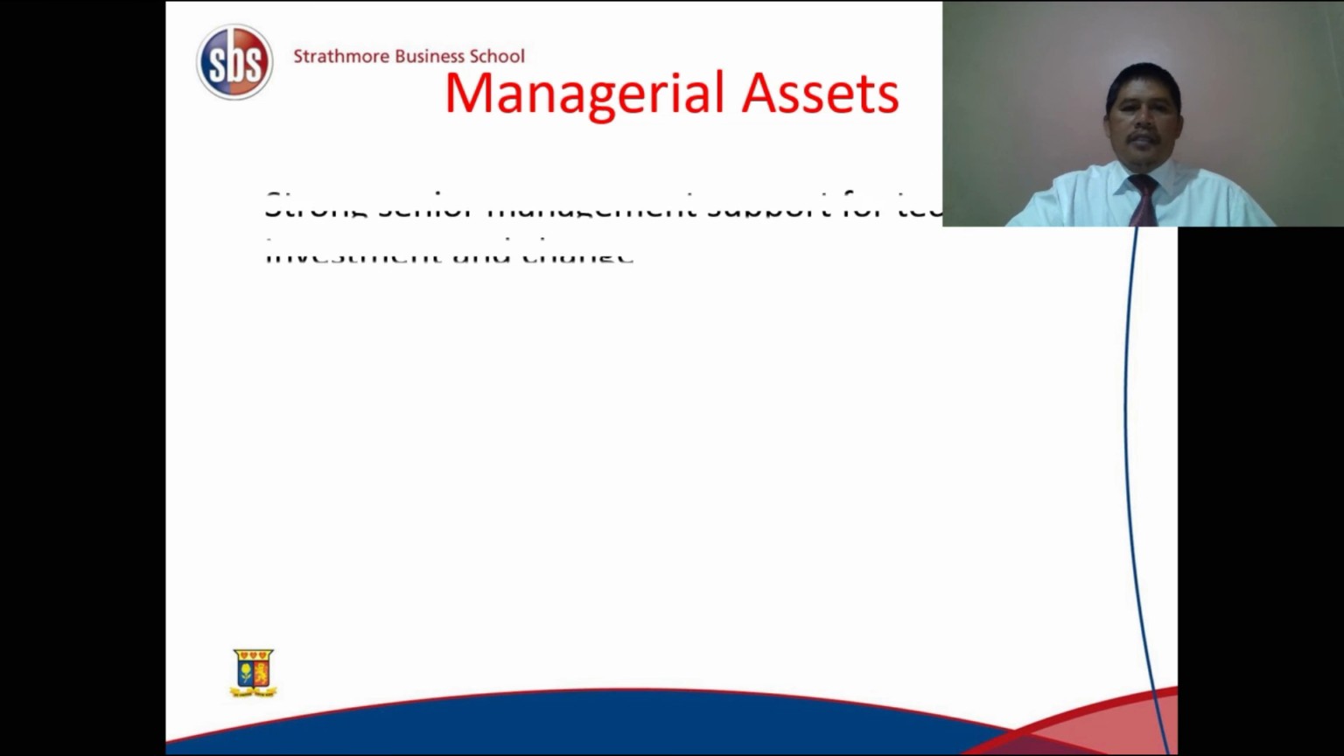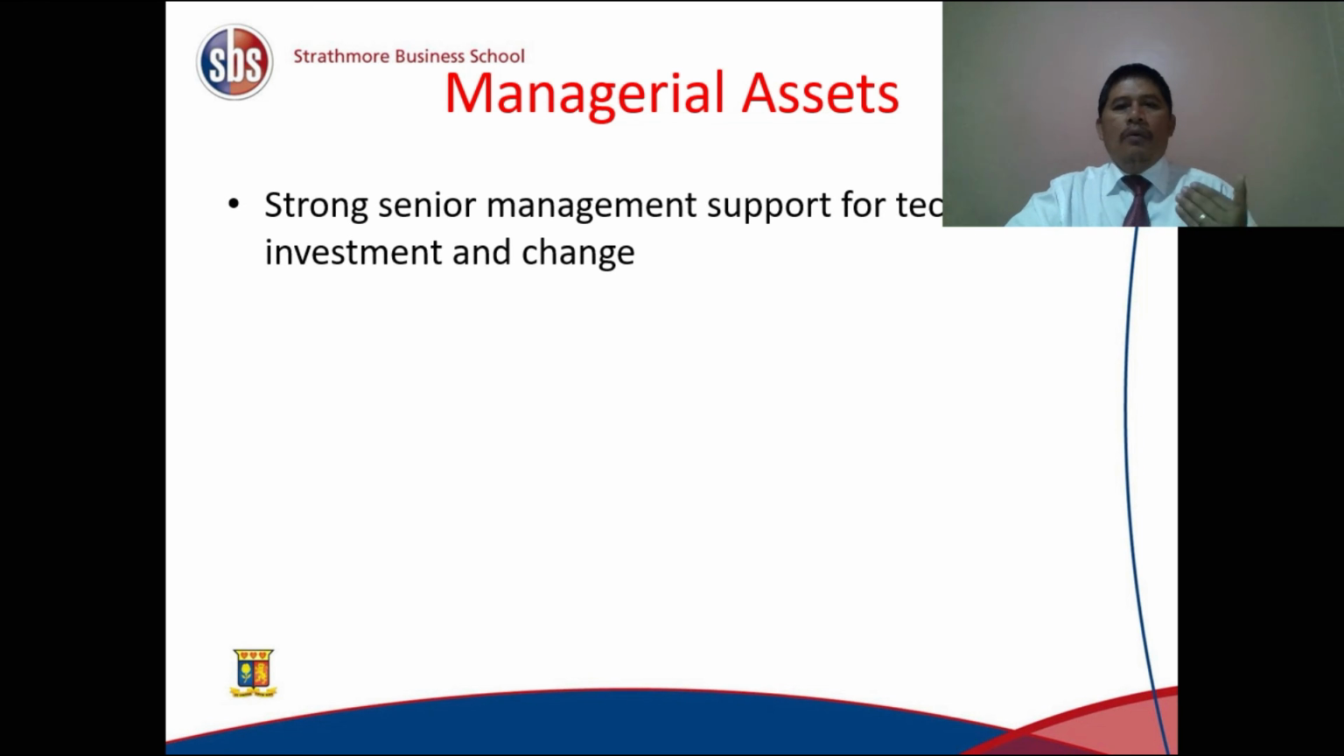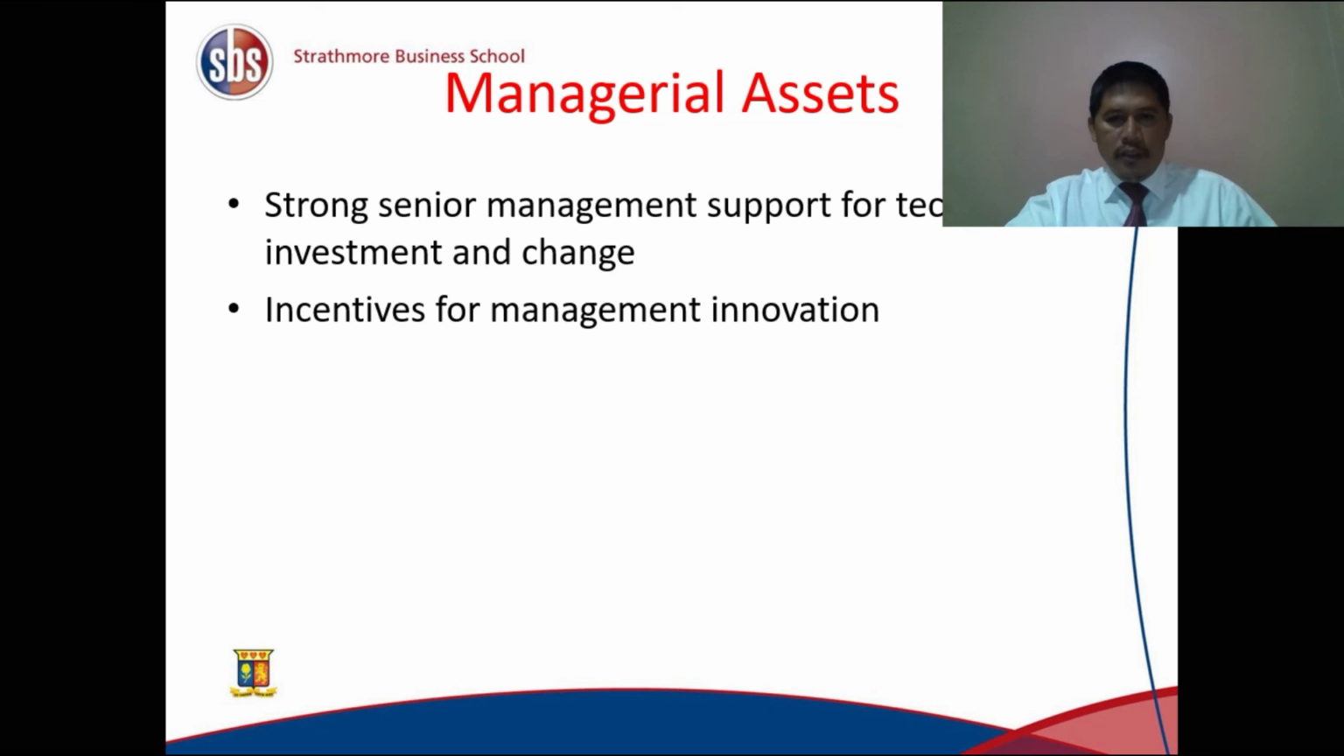Another asset is managerial assets. First, we must have strong senior management support for technology investment and change. As we have seen in the Equity Bank case, the CEO, James Mwangi, is very much involved and very supportive of technology investment and change. We saw this also in the Otis Elevator case. Next is incentives for management innovation. It's very important that now that we have invested in high-tech, sophisticated, advanced IT infrastructure, we use this infrastructure for innovation, and people will only innovate if we provide incentives.